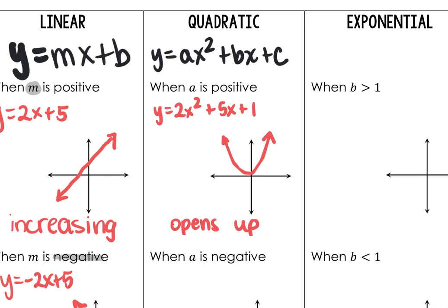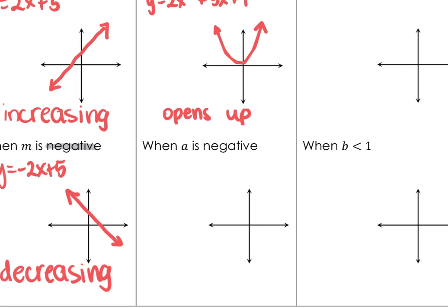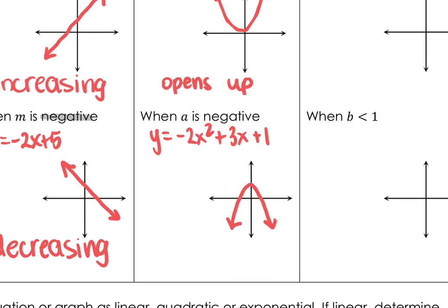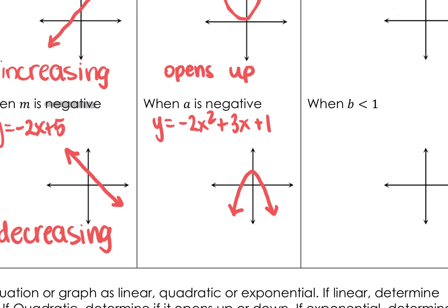And then the opposite, just like with linear, is true if a is negative. So if I had something like y equals negative 2x squared plus 3x plus 1. It doesn't matter what the function is right now. All that really matters is that you can look at this function, see that the leading coefficient of the x squared is negative, and that means we're going to have a U-shaped graph that opens down. So if a is negative, this U-shaped graph is going to open down.